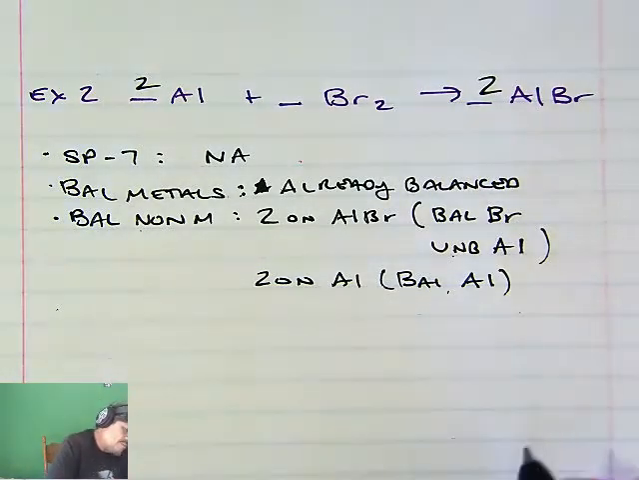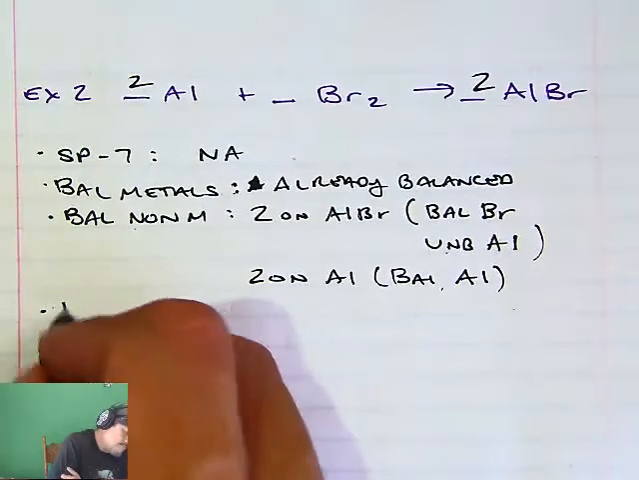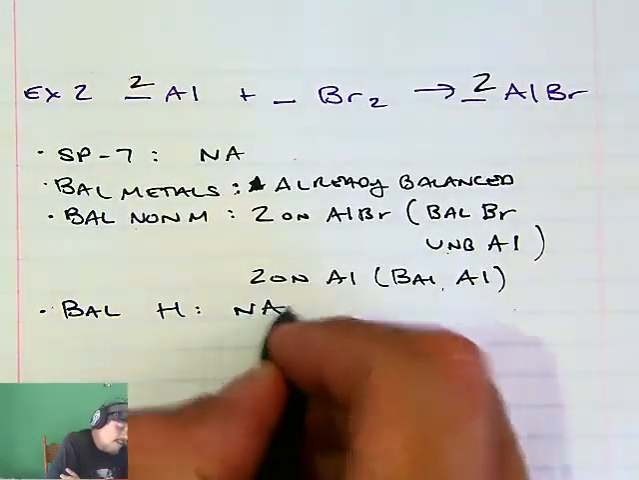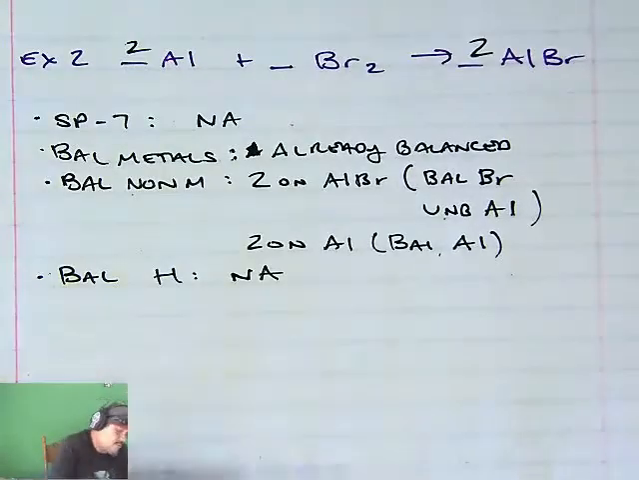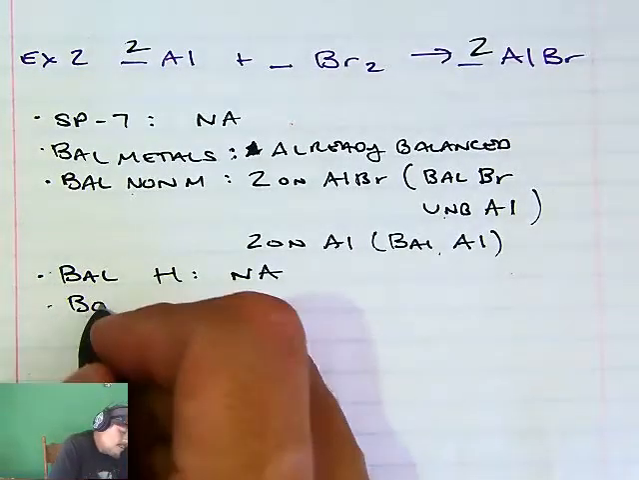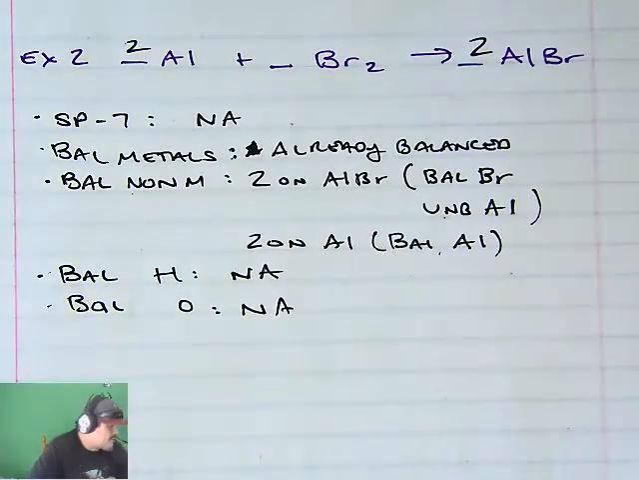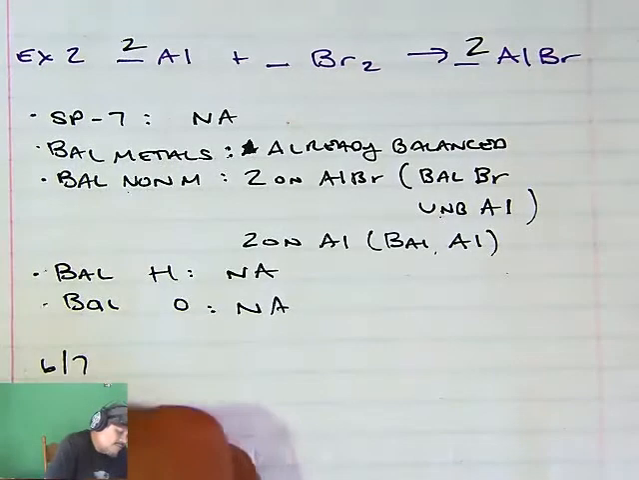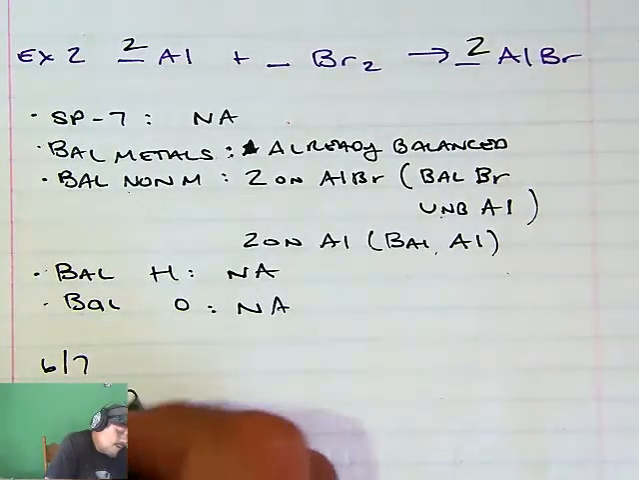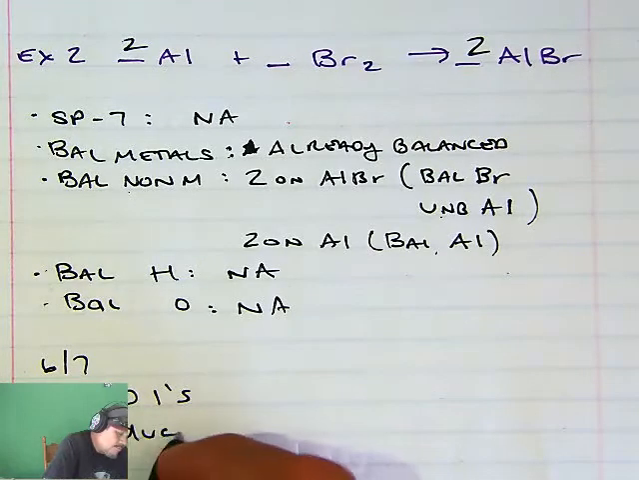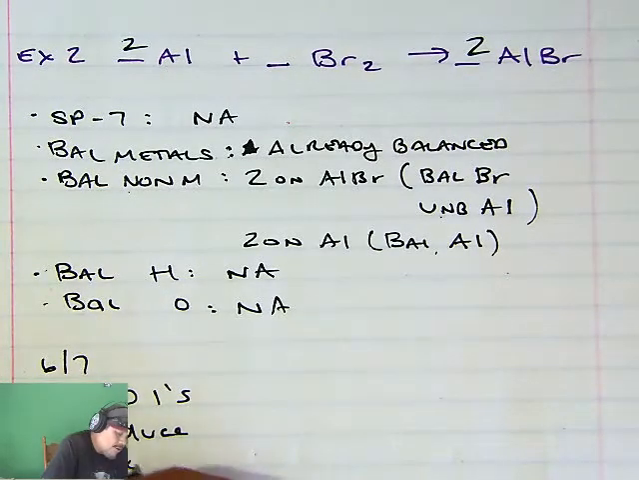The next thing is I'm going to balance hydrogen. Doesn't apply because there is no hydrogen. Balance oxygen. Doesn't apply because there is no oxygen. So now it's just basically up to step 6 and 7. Okay, I'm going to add 1s. I'm going to reduce. And I'm going to check my work.